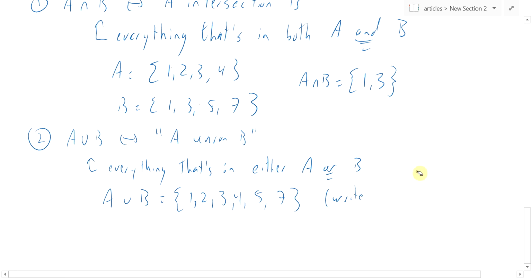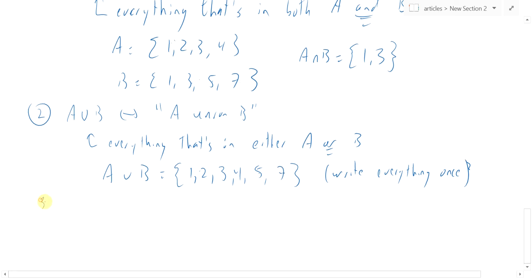When we write a union, write everything just once. The number 1 is in A and B, but we're just listing everything that happens to be in either one of them. So 1 is in A, so just write it down once since it's in both. 2 is in A, 3 appears in both, but we don't need to write down 3 twice, so we just write down 3 once, 4, 5, 7. So for A union B, you just write down everything that's in either. Now, so that's union and intersection.